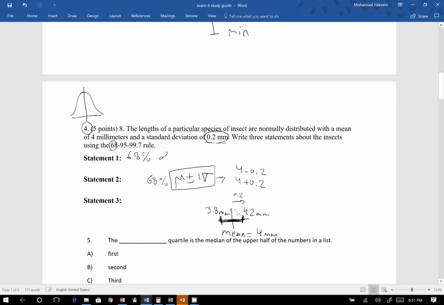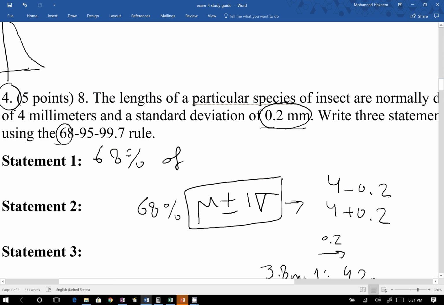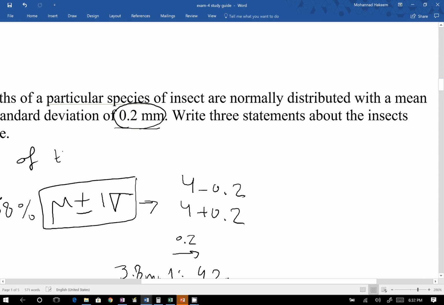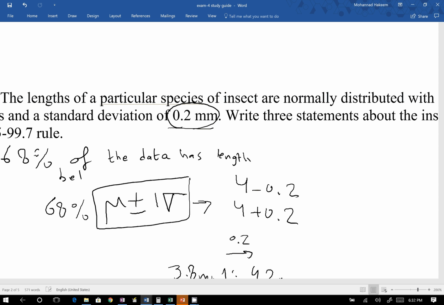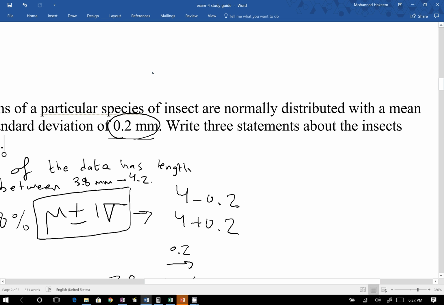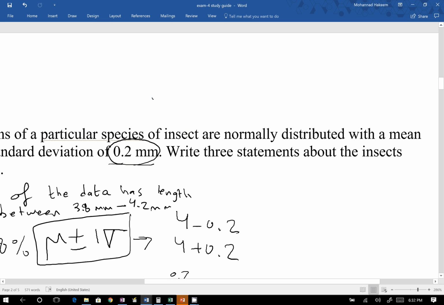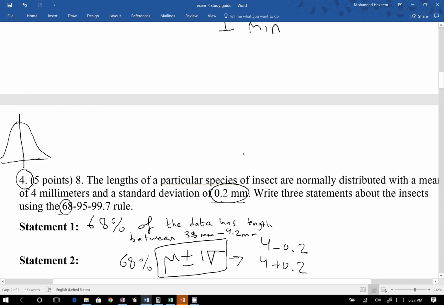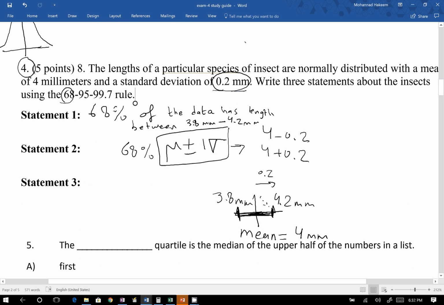68% of the data has length between 3.8 millimeters to 4.2 millimeters. Okay. Now the other statement, statement 2.